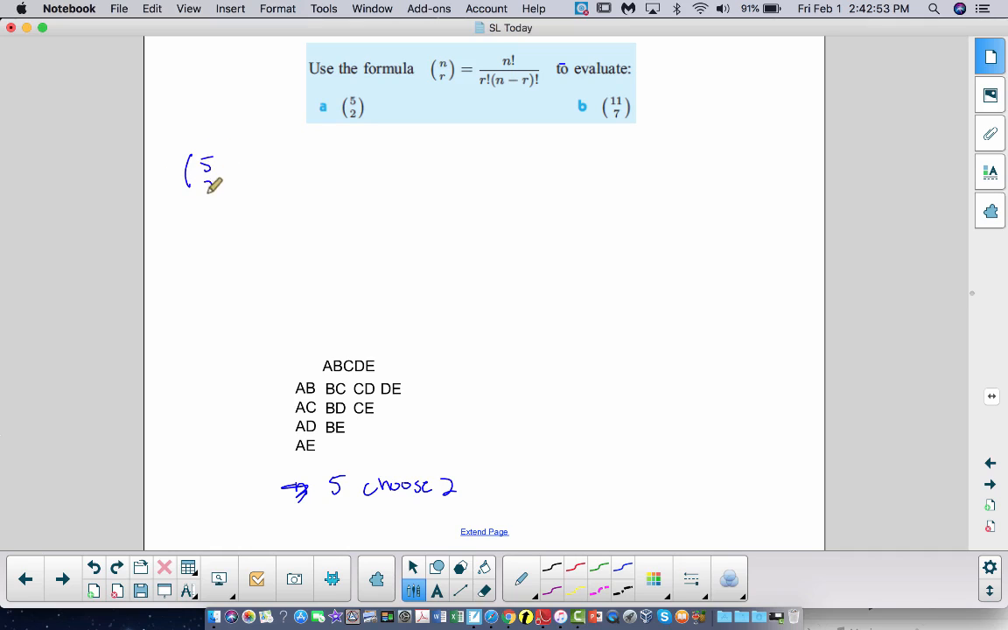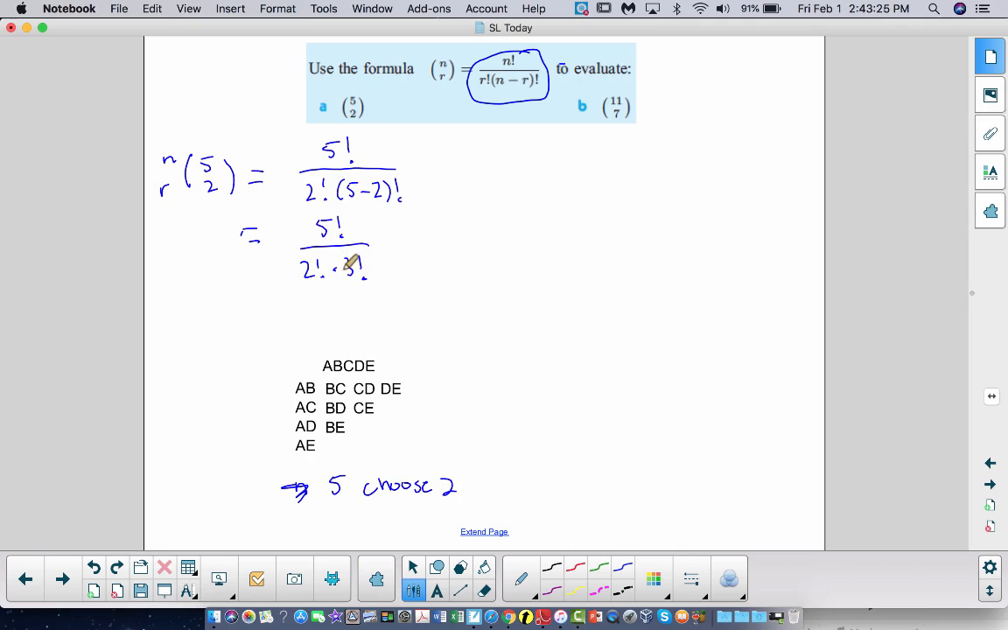So by our formula, 5 choose 2 is equal to, now this is my n is 5 and my r is 2. So that would be 5 factorial over r is 2, 2 factorial, 5 minus 2 factorial. And again, I'm just using this formula right here. So this would be equal to 5 factorial over 2 factorial times 3 factorial.